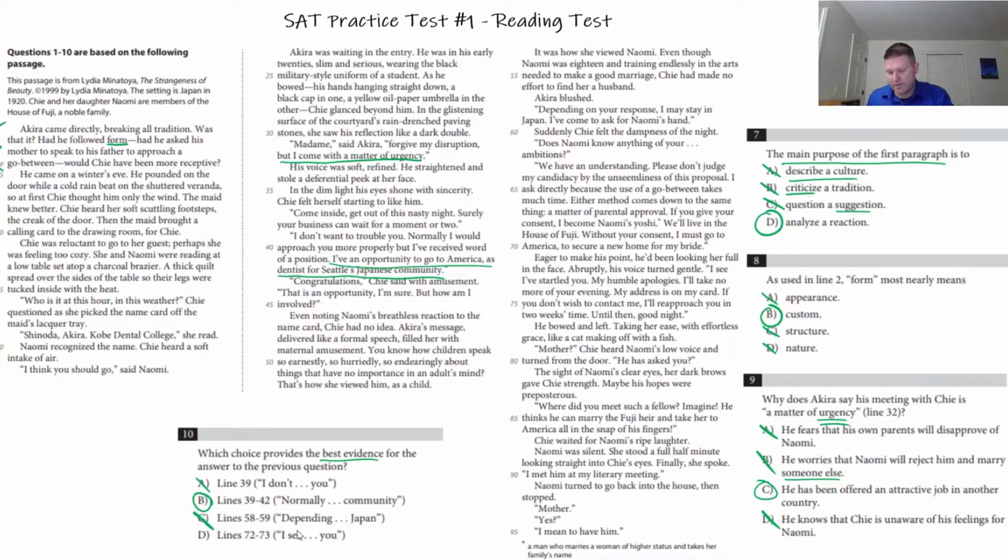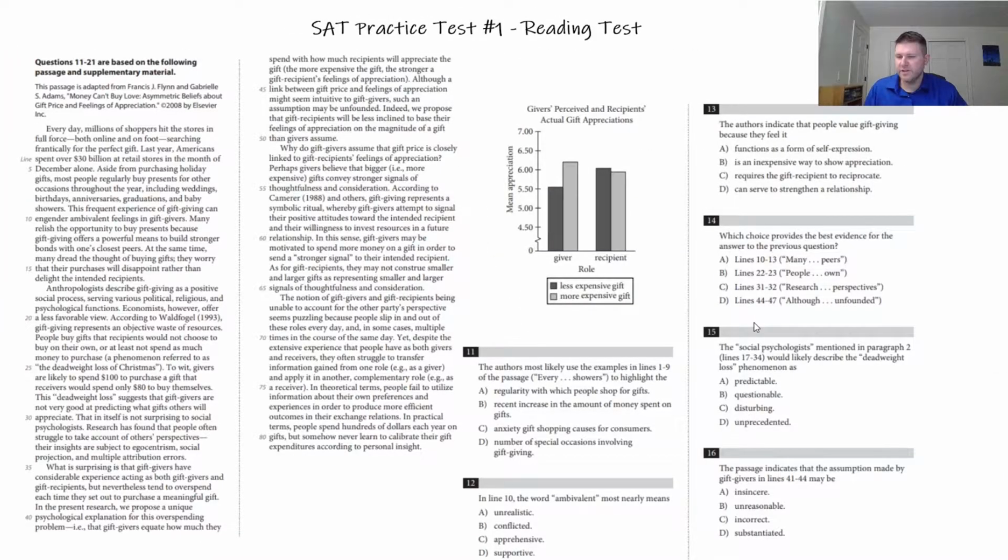So this is out. And then if you look at 72 to 73 here, he's just saying in 72, "I see I've startled you." That's not why it's urgent, right? So B. The second passage involves gift giving and gift receiving.